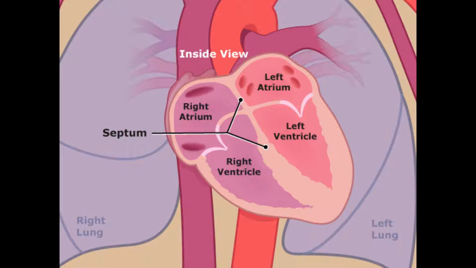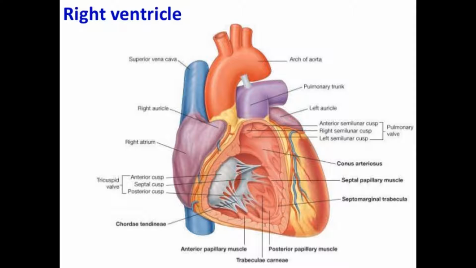The right and left atria are divided by a wall called the atrial septum, while the right and left ventricles are divided by a wall called the ventricular septum. The right atrium is separated from the right ventricle by a wall called the right atrioventricular septum, and the left atrium is separated from the left ventricle by the left atrioventricular septum.